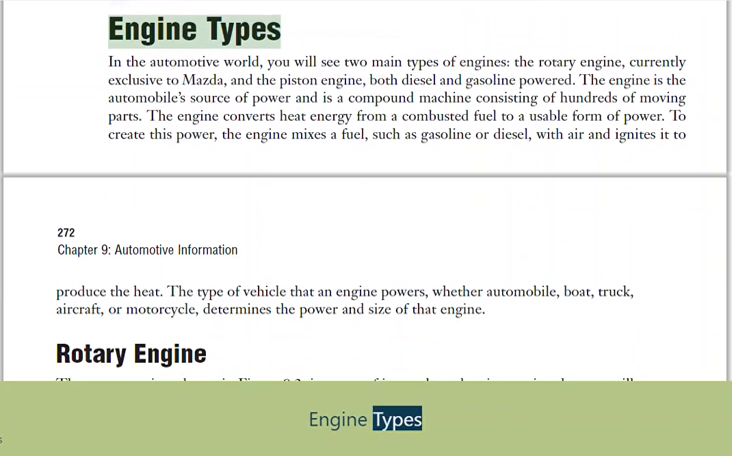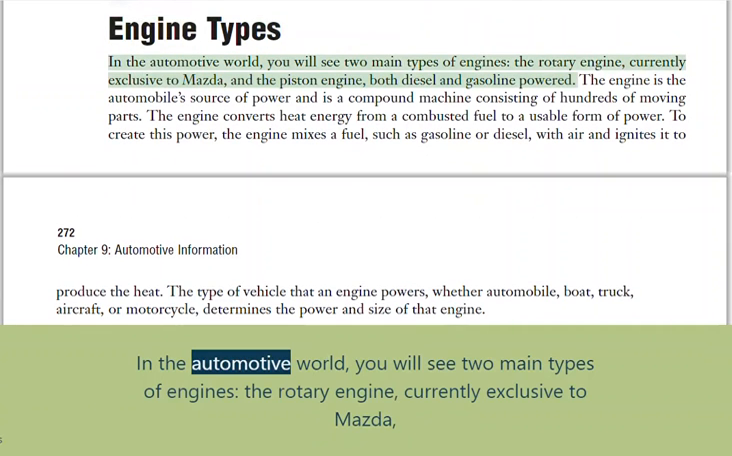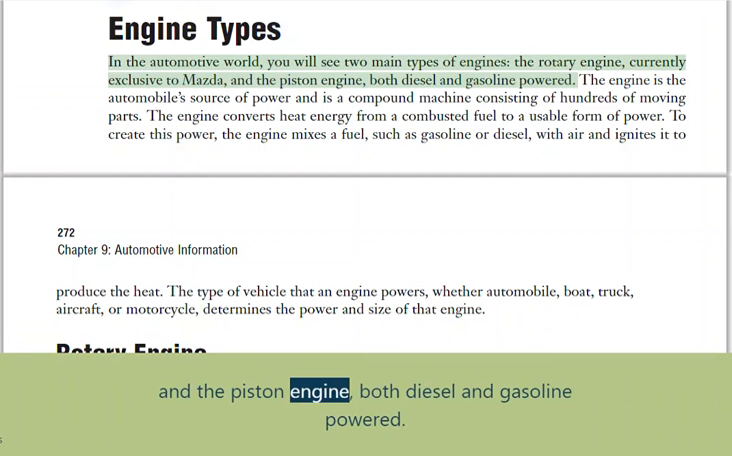Engine types. In the automotive world, you will see 2 main types of engines, the rotary engine, currently exclusive to Mazda, and the piston engine, both diesel and gasoline-powered.